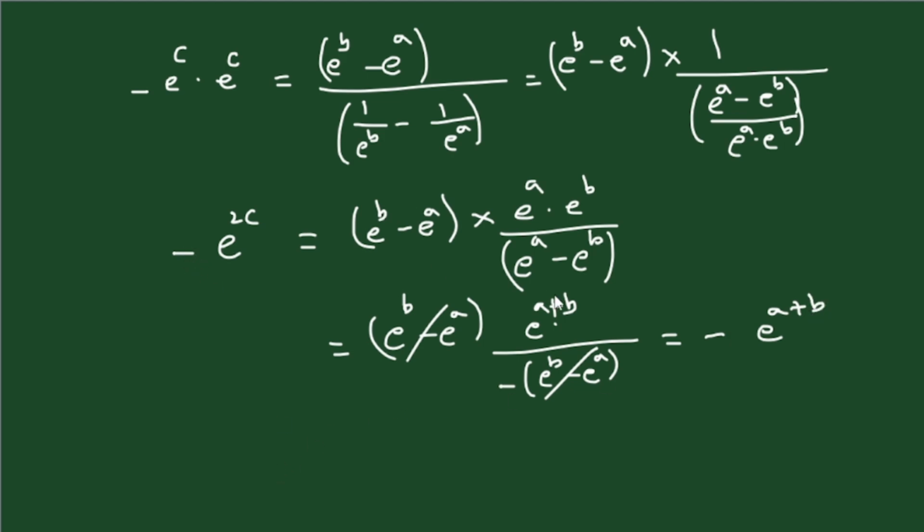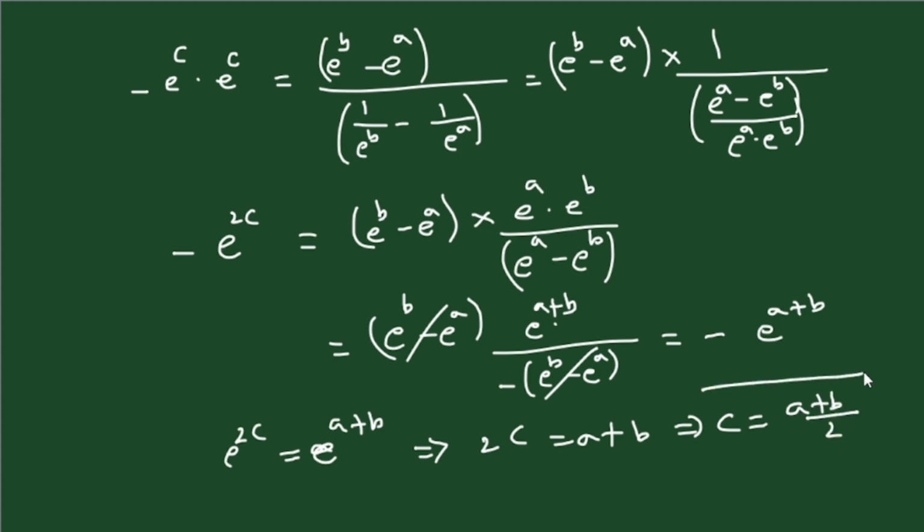And this negative sign and negative sign also go, e power 2c equal to e power a plus b. You equate the exponents because the bases are same, you will get c equal to a plus b by 2. So whatever Cauchy claimed, that you can find a c in between a and b, we have found it, right? Because a plus b by 2 lies in between a and b. Midpoint. So therefore Cauchy mean value theorem is verified.